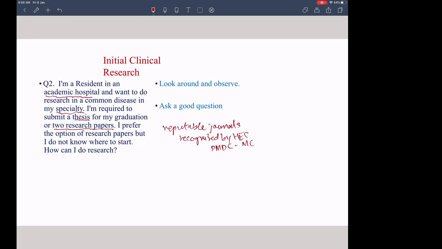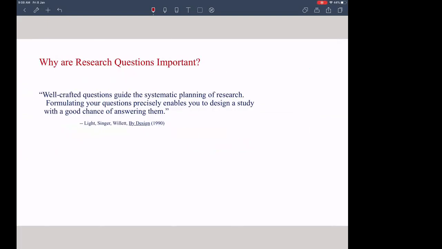I prefer the option of research papers, but I do not know where to start the research. So first thing, before you think of actually publishing a paper or writing a thesis, it is the research area or the research question in your mind that you should start with first. So we shall spend some time on this. Starting with that, you have to have a question, right? Why are research questions important?